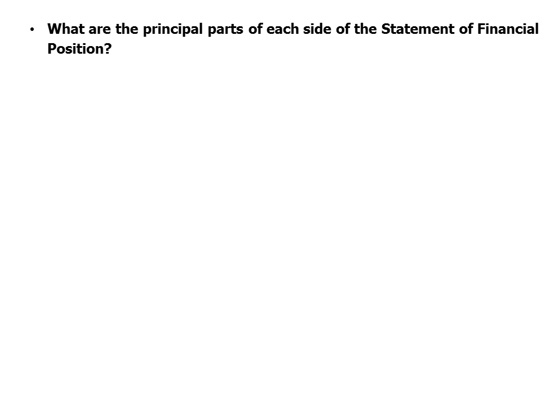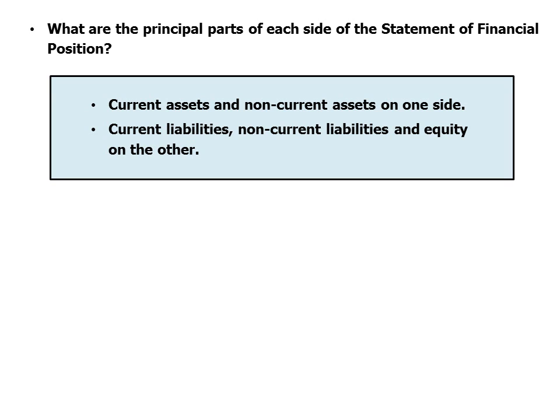What are the principal parts of each side of the Statement of Financial Position? There are 2 sides. On one side we have items that a firm owns or is owed, and these are broken into 2 major parts, current assets and non-current assets. On the other side we have the source of funding for the assets, and these are broken down into current liabilities, short-term amounts that are owed to other parties, and non-current liabilities, long-term financing and equity on the other.